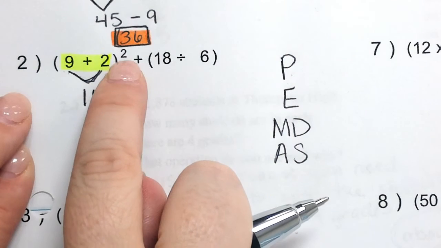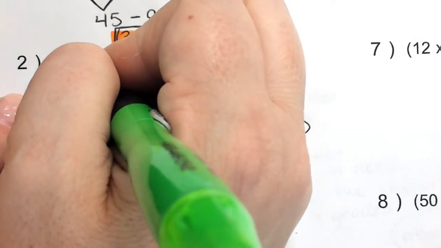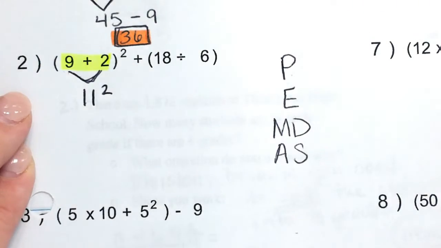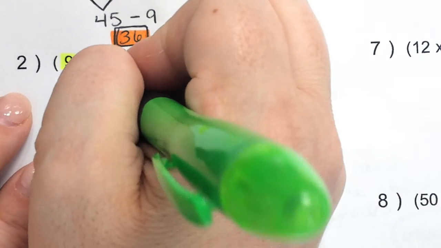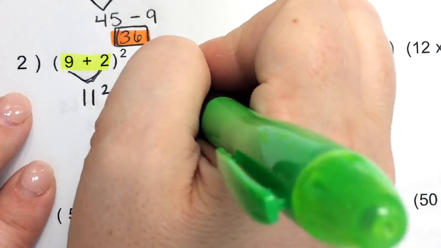All right. That little 2 was next to the parentheses, yes? Yes. So that little 2 is just going to stay next to the 11. I'm not doing anything special with it, okay? Plus, parenthesis, 18 divided by 6.